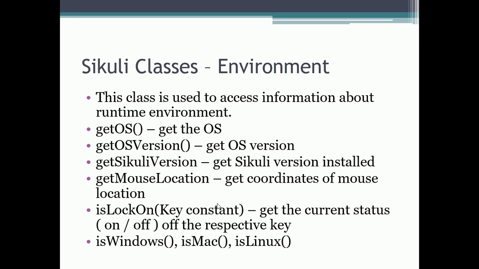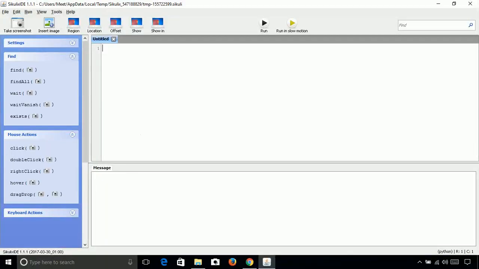So let's see how we can check in the Sikuli IDE. To access all the environment methods, we have to use Env dot and the method name. So let's see on which OS I'm running. To know that, we have to use the method getOS. And to know the version, we have to use getOSVersion. Now let's print it.